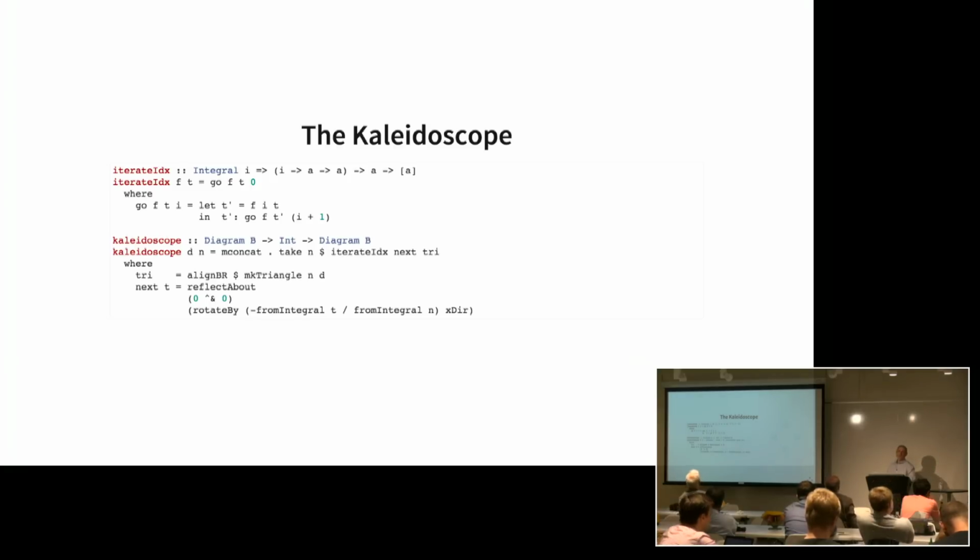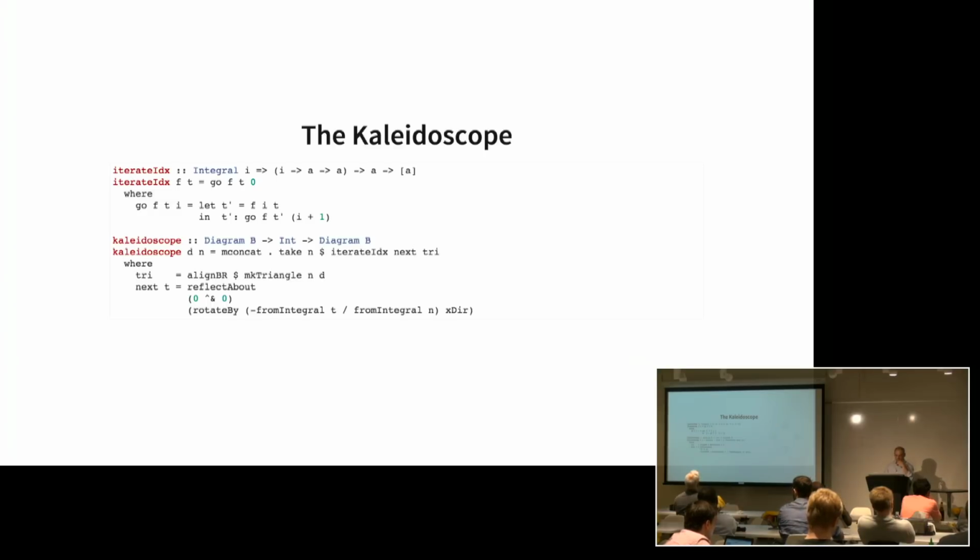A direction is very much like a vector, but it's forgotten its magnitude, so to speak. And xdir is kind of the x-axis direction in the forward direction. So if I rotate that by an angle and then pass that with the origin to the reflect about function, I'm going to get the proper reflection of the triangle about one of its sides. And the whole iterate index thing is so that the next triangle gets rotated around the proper size.